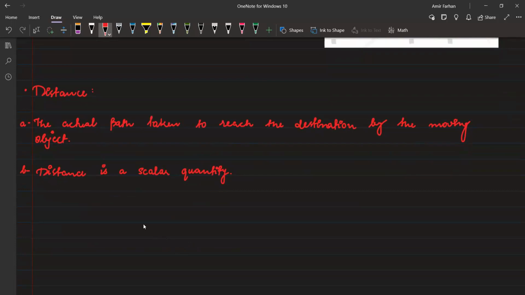Next thing that we have is that distance cannot be zero or negative for a moving body. If a body is moving, if a body has changed its position, distance cannot be zero or negative.